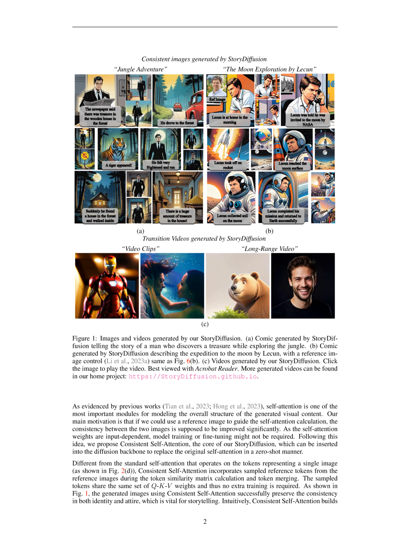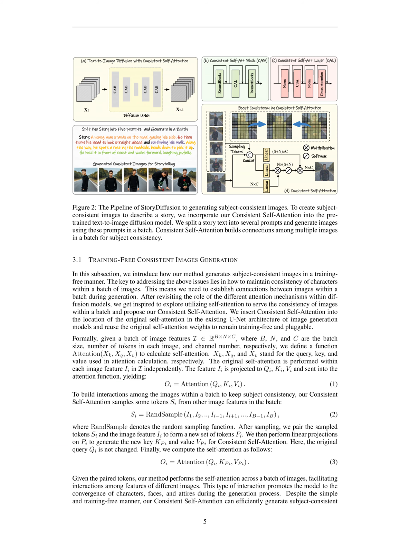The proposed consistent self-attention works by sampling tokens from other images within a batch and incorporating them into the keys and values during self-attention computation. This allows for building interactions among images within a batch to maintain subject consistency.